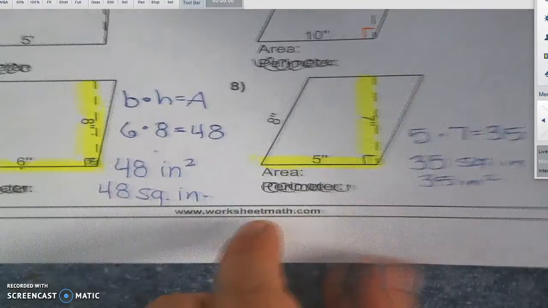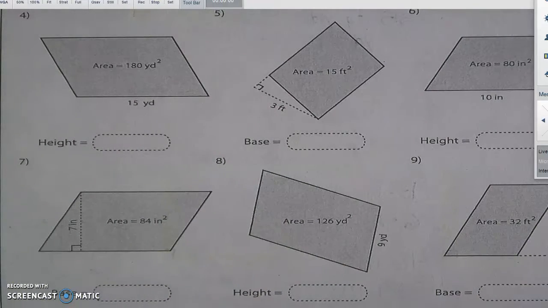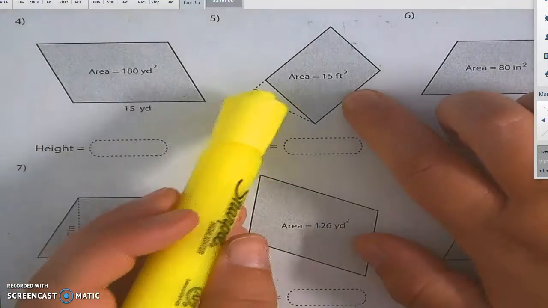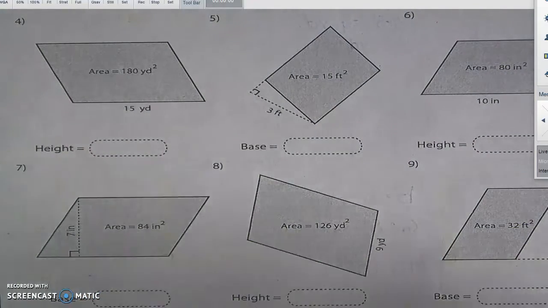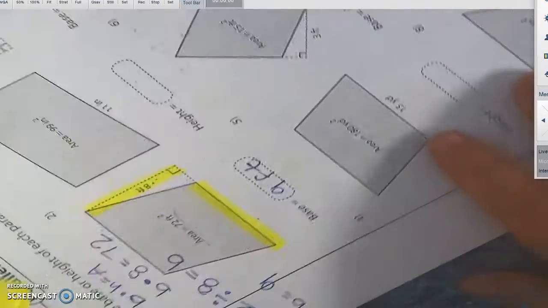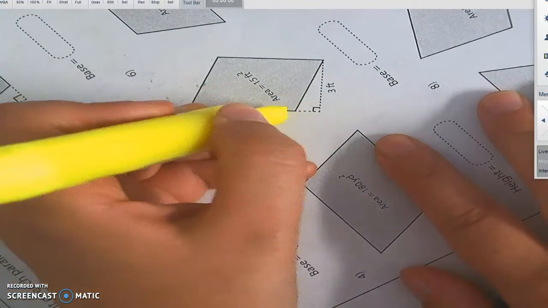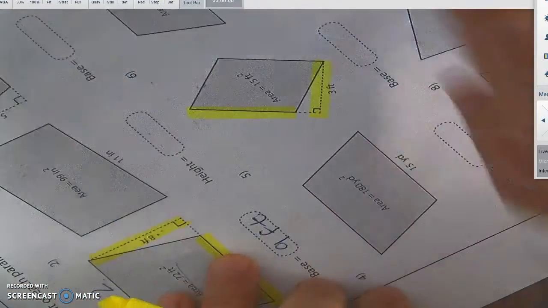The other thing we're going to have to find sometimes is, when we have the area and the base or the height, the missing side. So I'm going to look at this one right here, and here it gives me the area, it gives me the height, and I need to find the base. So I'm actually going to turn my paper around for a second, because if my height is going this way, I just like to think of my base as being the floor. So here is my base, here is my height.